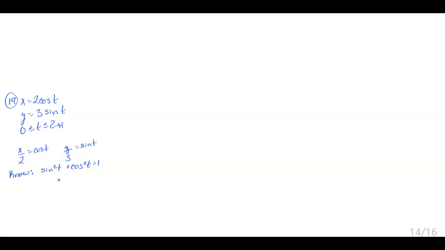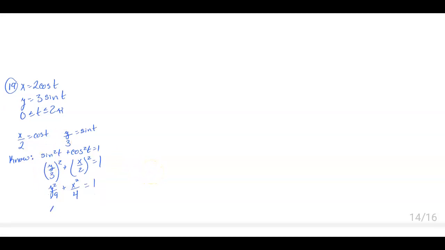And we're going to substitute in. So sine was y over 3. Cosine was x over 2. So we have y squared over 3 squared, which is 9, plus x squared over 2 squared, which is 4, is equal to 1. And usually we think about these written this way. This guy is the equation of an ellipse.